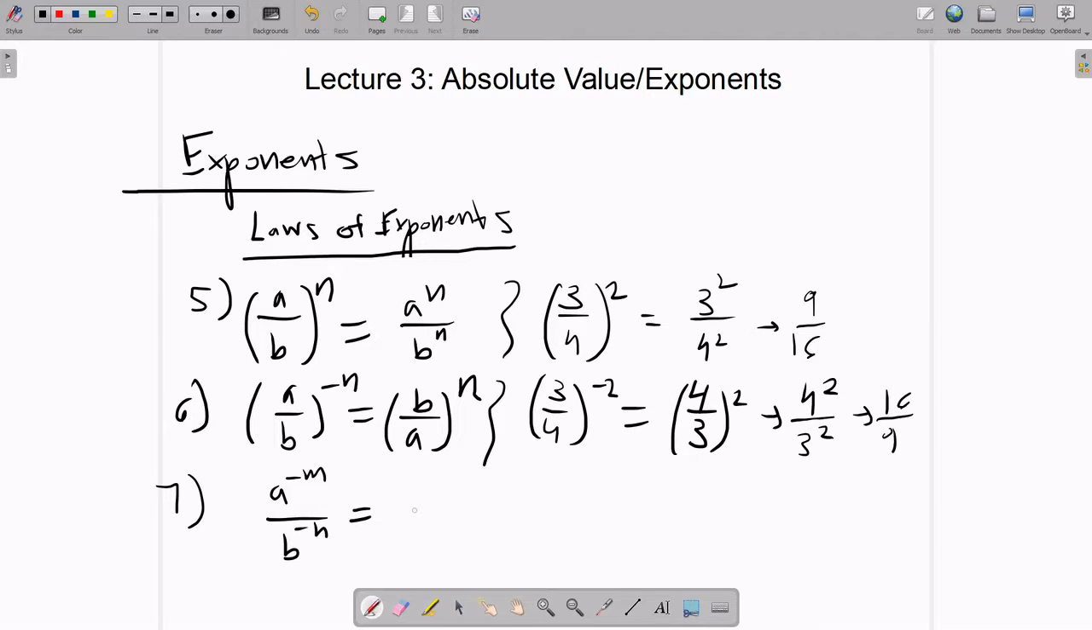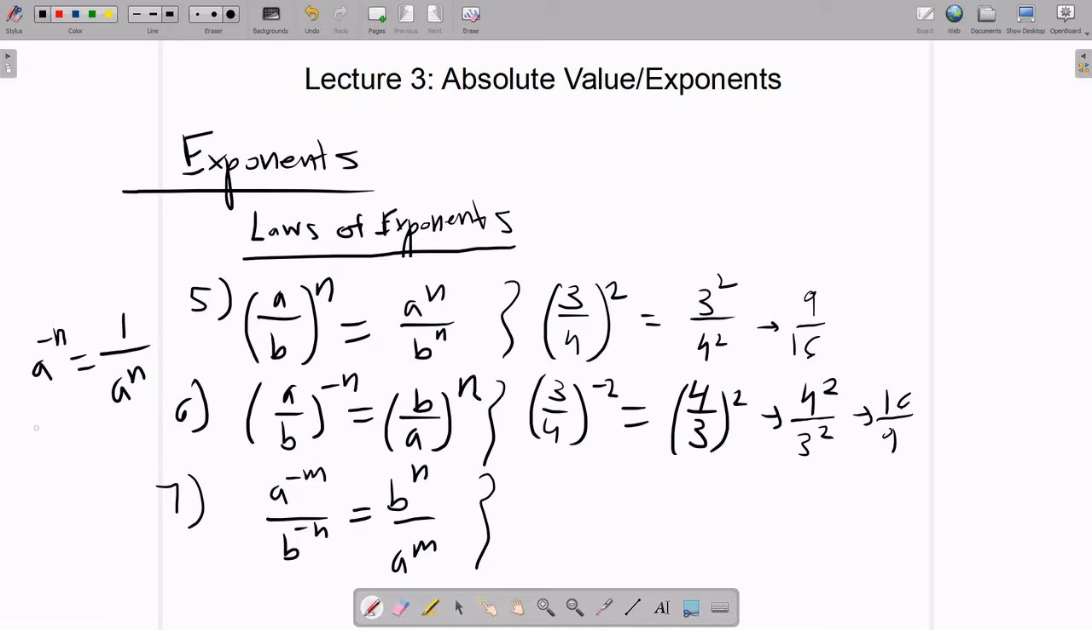Well, now you have different exponents, except you can apply the same idea. b to the negative n, a to the negative m. You could just say b to the n over a to the m, because you know that any exponent with a negative happens to be just its inverse with the positive.